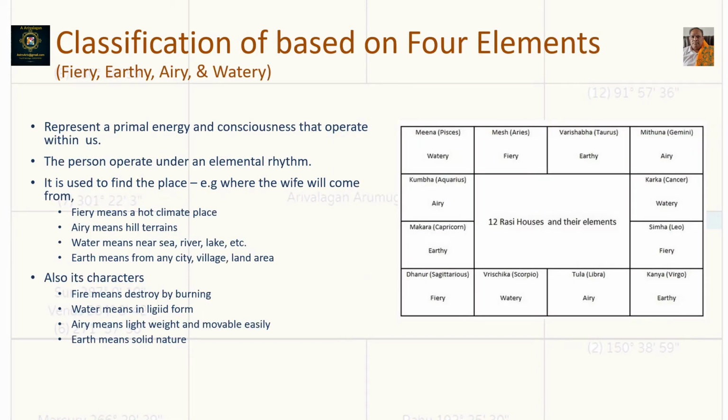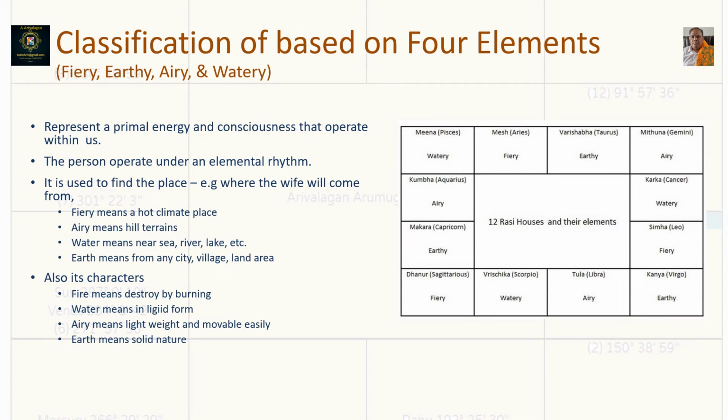The next classification is that the Rasis are also classified into fiery Rasi, earthy Rasi, airy Rasi and watery Rasi. So here it refers to the primal energy and consciousness that operate within us. The person operates under elemental rhythm. It is used to find the places where the wife will come from. For example, when somebody is asking when he will get married, he is asking where my wife will come from. For that purpose, we use this classification.